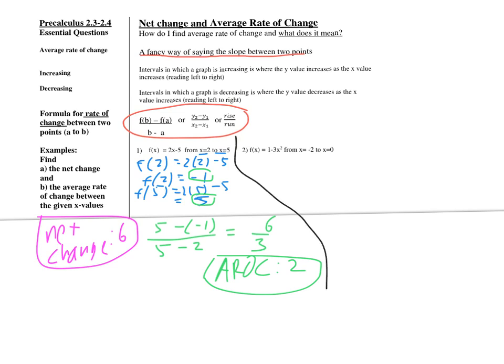However, on number 2 here, you can see that we have a quadratic function, and on this one, the slope is actually not consistent. So I can't just say that it's going to be negative 3. I actually have to do the work here, okay?